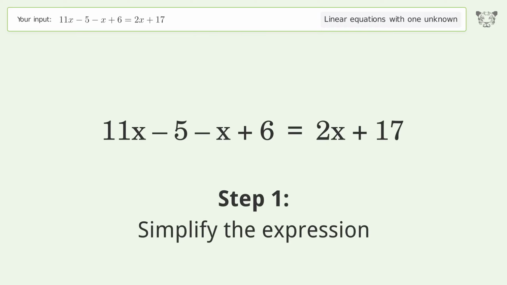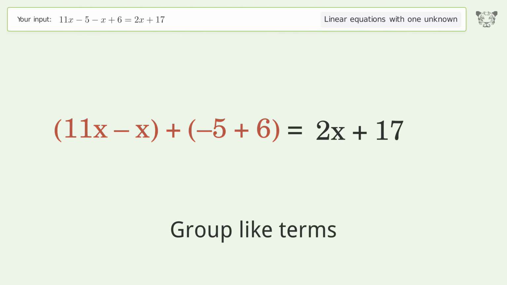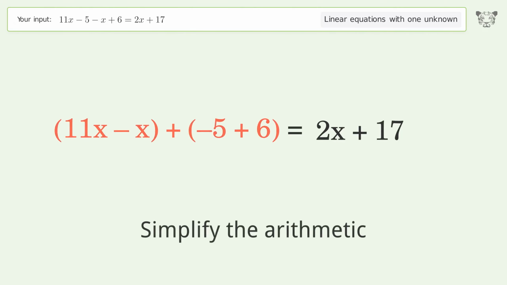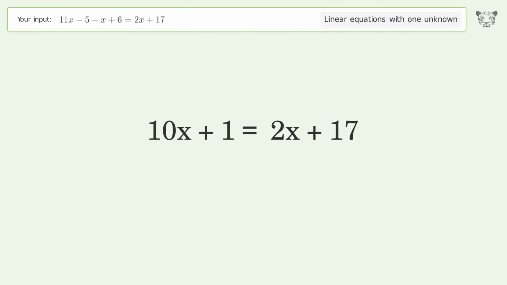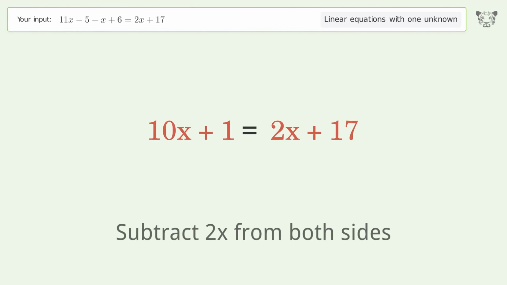Simplify the expression. Group like terms. Simplify the arithmetic. Group all x terms on the left side of the equation. Subtract 2x from both sides.